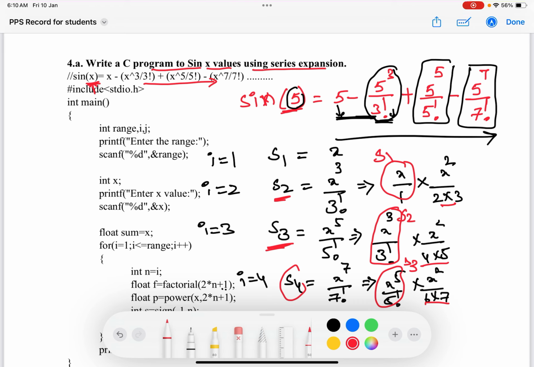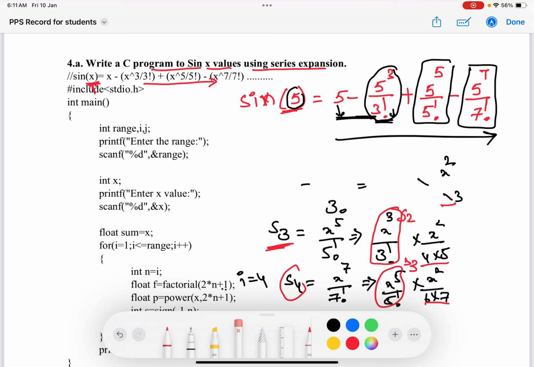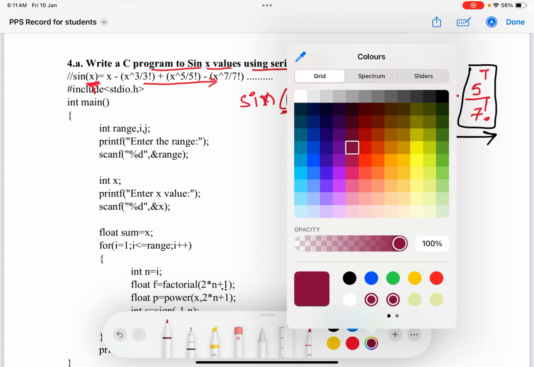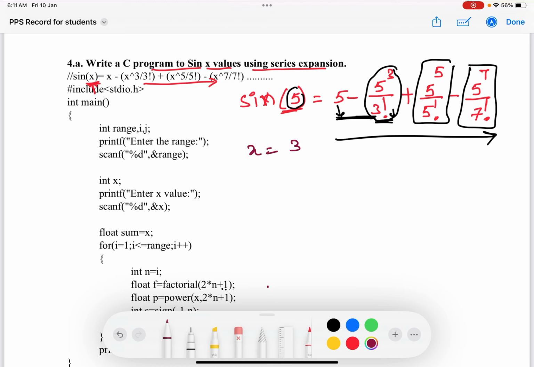Now these are the simplified sin x expansion. Now coming to the program, if I want to calculate two terms, the range is 2. That means I have to calculate only two terms. So when I want to calculate only two terms with the value of x, let's say the value of x is equal to 3. Now till what range you want to calculate, that also will be given. The range is that I want to calculate only two terms.